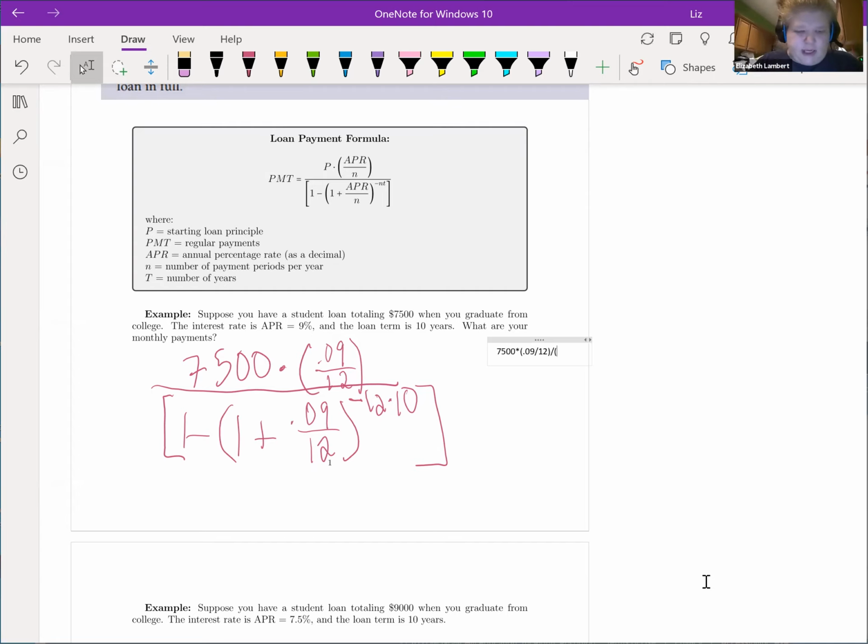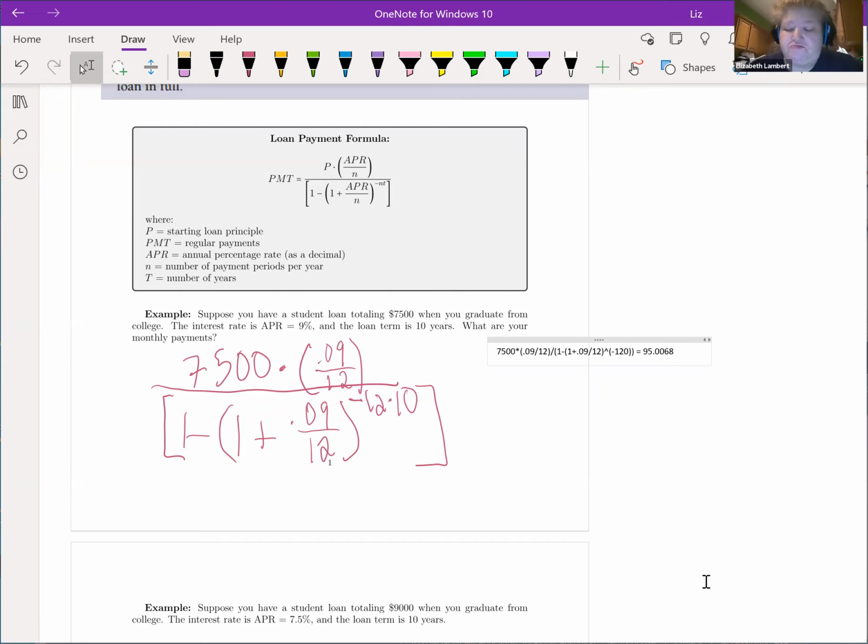Here's our first bottom set, 1 minus the second bottom set, 1 plus 0.09 over 12. It'll do the division before the addition. It does follow order of operations. And then negative 120. Close and close. So, $95.01.